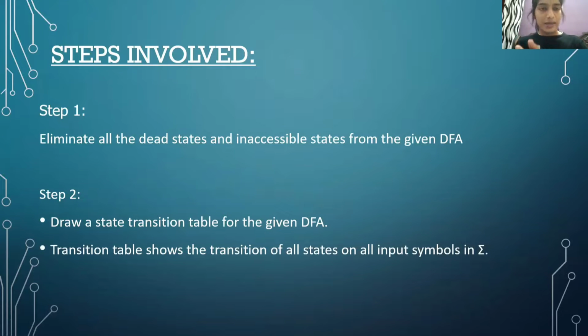So let's first see the steps involved and then we'll get into the example. The first step is to eliminate all the dead and inaccessible states. So what exactly is a dead state? A dead state is any non-final state which transits to itself for any input, and an inaccessible state is one which can't be accessed from the initial state. We will remove those and then go into step two. In step two, we write a transition table for the given DFA, pretty simple.